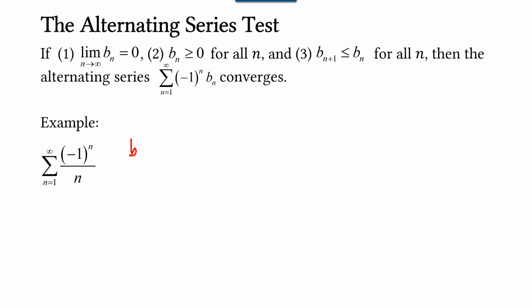Here, my b sub n is 1 over n, because the minus 1 to the n is what's causing the signs to change between plus and minus. So these are terms that are bigger than 0, that go to 0, and are decreasing.